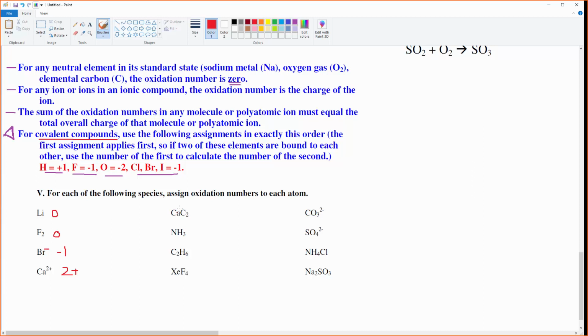All right, let's look at this compound, calcium carbide. This is an ionic compound because it's got a metal and a non-metal. We know that the calcium is what?